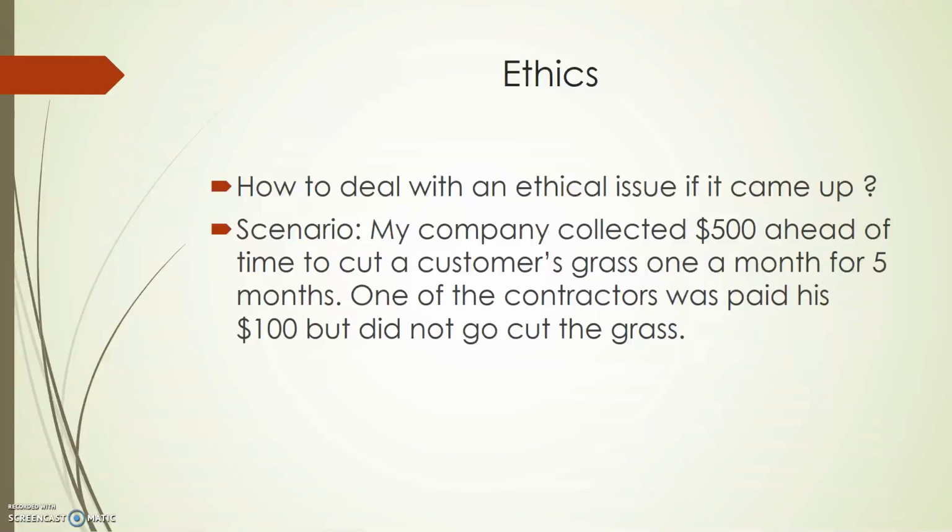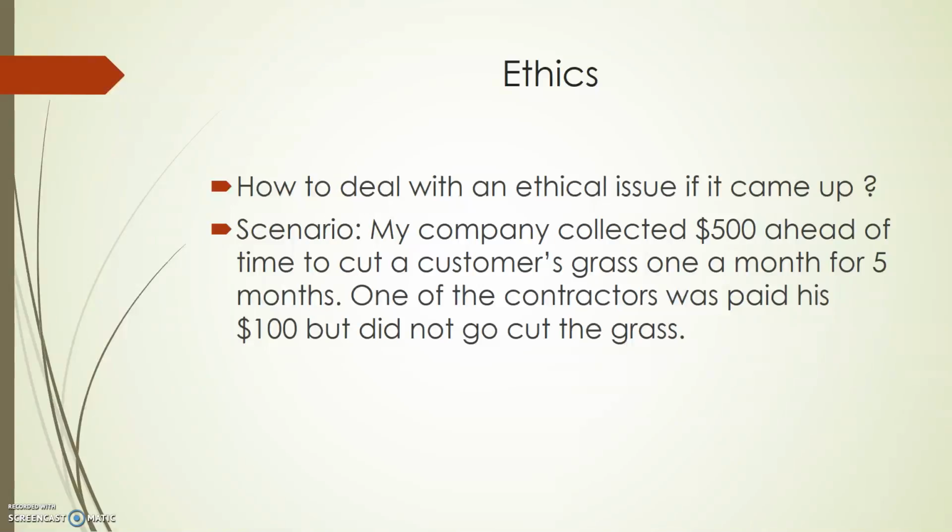And even though the contractor was supposed to go, I entrusted the contractor to go, and they didn't. It still falls back on me. It still shows how I am running a business, and I don't want the customer to feel like I'm putting the blame off on someone else. So I'm going to automatically take the blame.